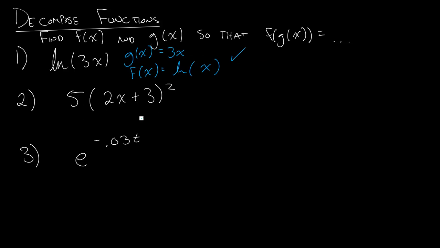How about something like here? What would be the first thing I would have to type into my calculator? And the first thing I'd have to type into my calculator here, again because of the order of operations, is this 2x plus 3. Alright, so that's going to be my inner function. My inner function is going to be the thing I have to type in first. So g of x here is going to be equal to 2x plus 3.